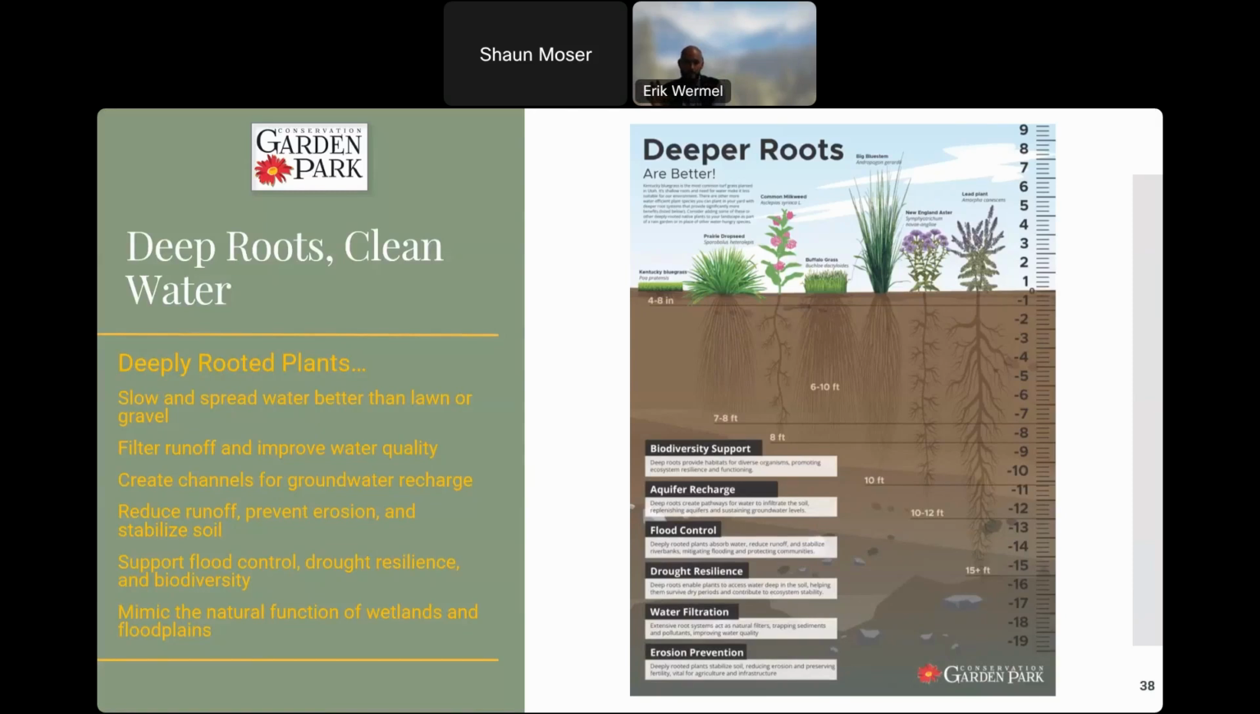And the deeply rooted plants are shown on this slide. Some of them go up to 15 feet deep. We have these in the Conservation Garden Park in our bioswales. And those serve as channels for water to move into the aquifer. So the plants pull up some of that water, but they actually help facilitate its movement also. So it's mimicking the natural function of wetlands and floodplains, even in the middle of a city.